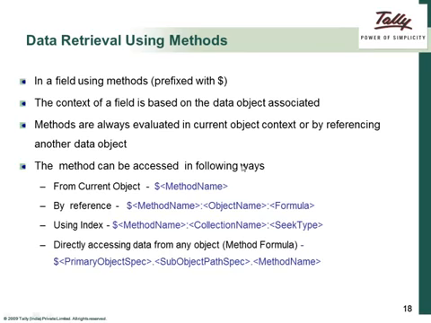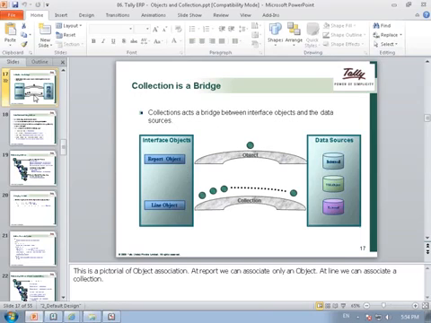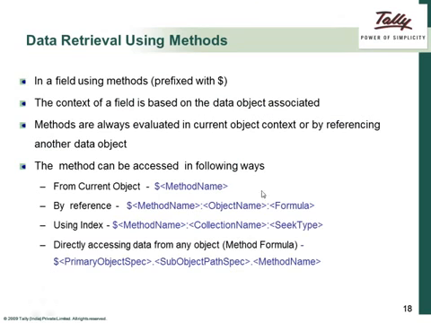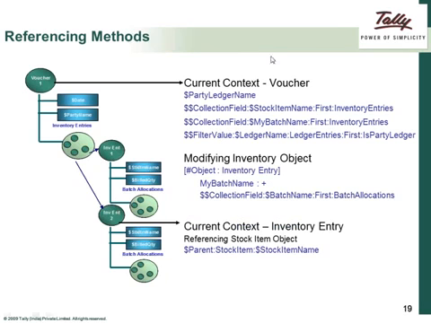So we have method names. These are the various ways that you call your methods. One we already used, that is the dollar and the method name directly. Then there is something called object reference. That is, you provide the method name, the object type, and the formula from the current object. Then using the index, that's through function. And then direct specific object association, that's what we use for object EX.